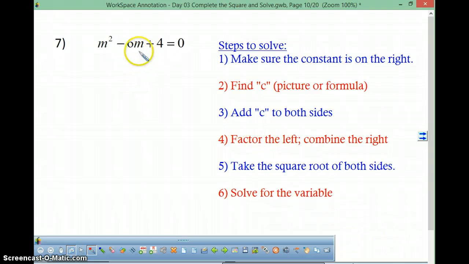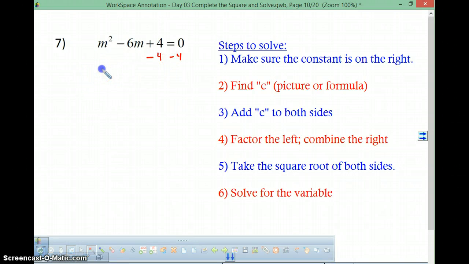Let me go ahead and give you a couple more examples. Let's subtract 4 from both sides. Oh my goodness, my pen's having trouble. All right, so we're going to subtract 4 from both sides.